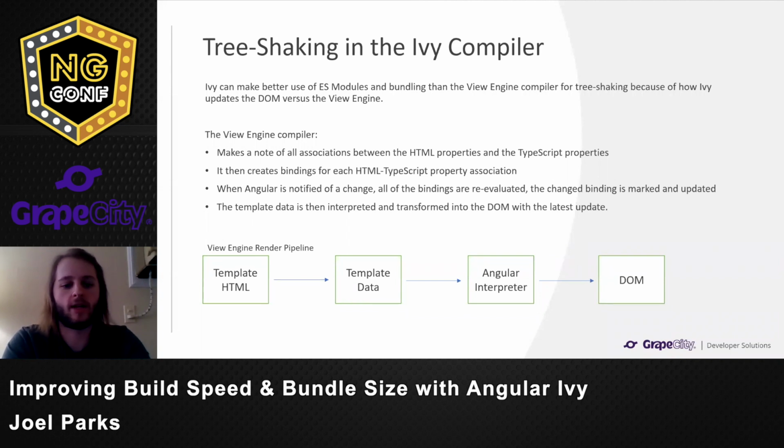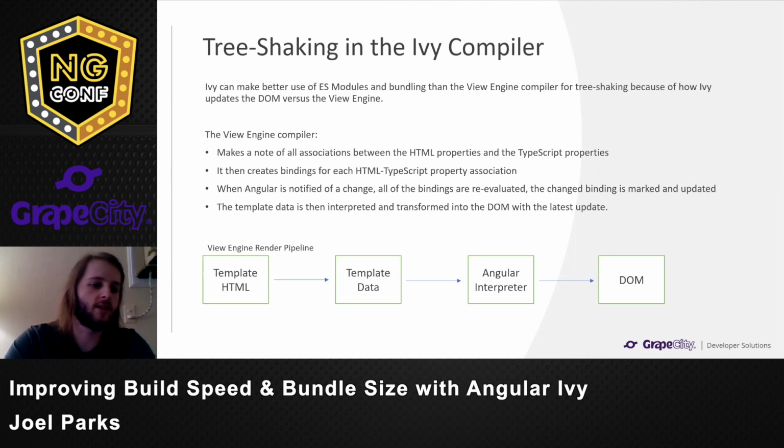When the View engine first processes the application code, it makes a note of all associations between the HTML properties and the TypeScript properties. Then it goes about creating bindings, or a set of instructions for each HTML TypeScript property association. Since these bindings are component specific, it is easier to optimize them than some generic instructions. The resulting template data is then taken by the Angular interpreter and transformed into the DOM.